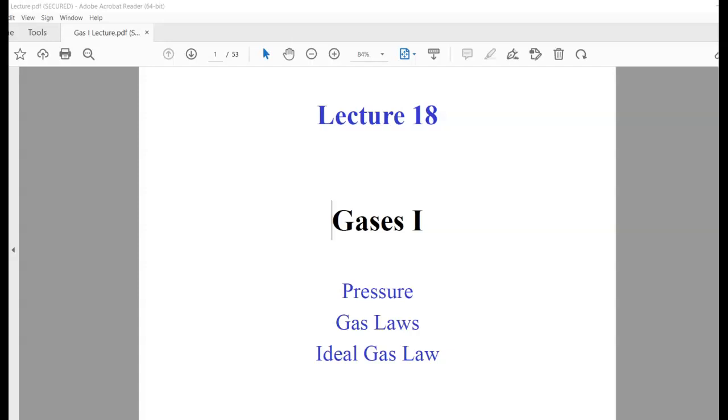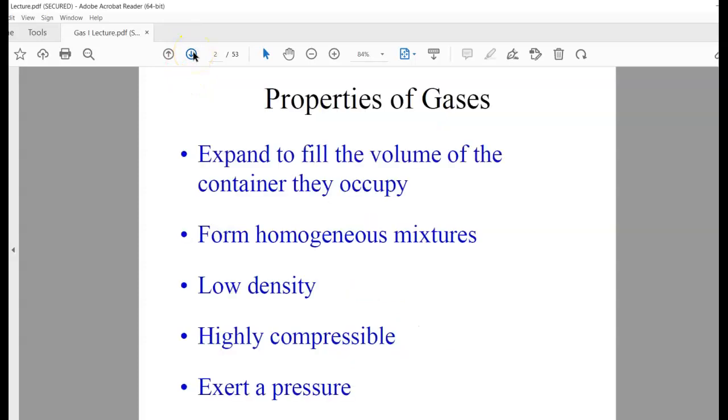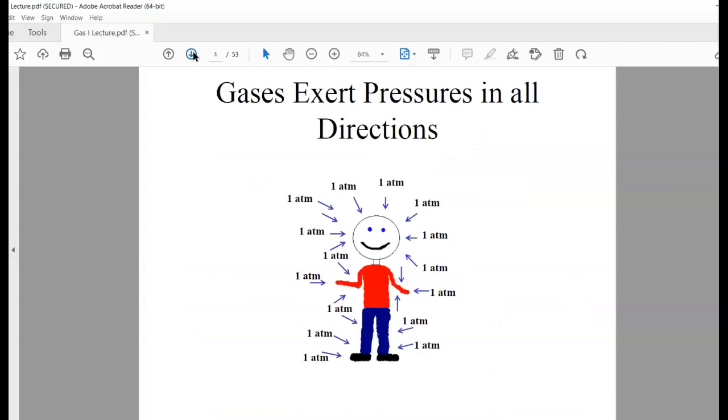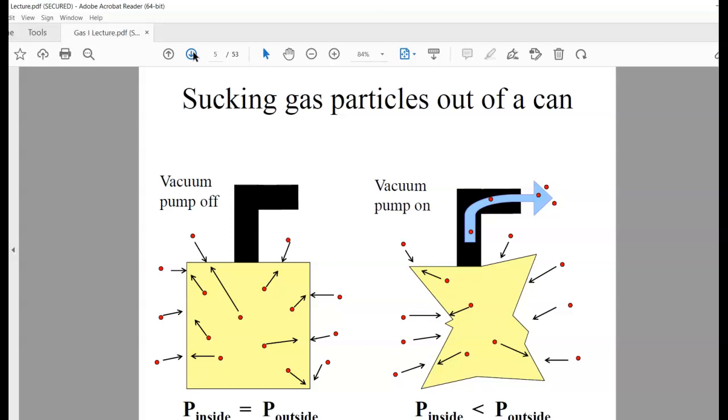Okay, so gases, just to make sure you remember, we were talking about pressure, gas laws, and then the ideal gas law. And you can look at this slide, just telling the properties of gases. We talked about that already: low density, compressible, and exert pressure. We went through the definition of pressure, force per unit area, and we learned that we could have different units: Pascal, torr, atmosphere, and pounds per square inch. And it's important to know that gases exert pressure in all directions. And again, that's about 14.7 pounds per square inch at atmospheric pressure.